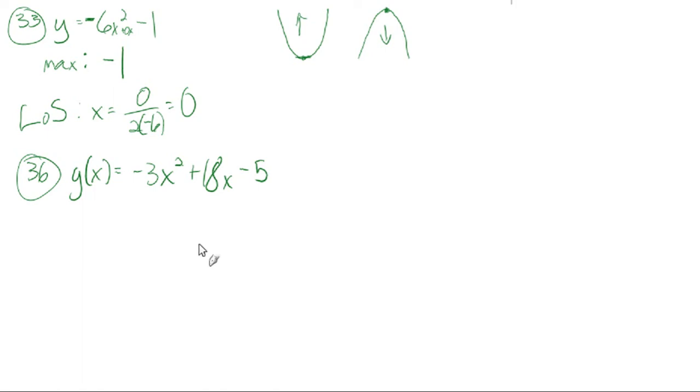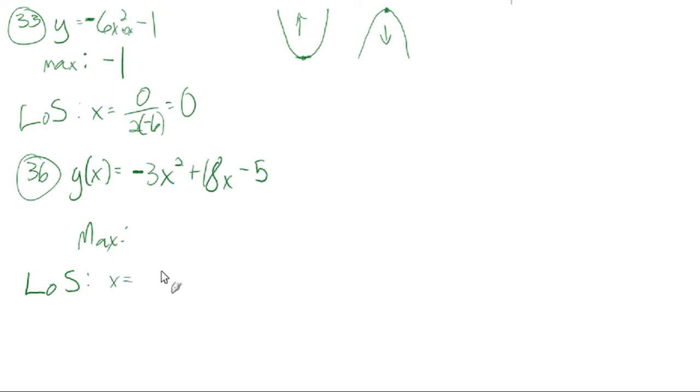Okay, so first we need to ask ourselves, does this have a minimum or a maximum value? Does it open up or does it open down? This negative there, this -a, tells us that it opens down, so it has a maximum value. What is that maximum value? Well, first, it would be helpful to find the line of symmetry. So that's going to be x equals -b over 2a.